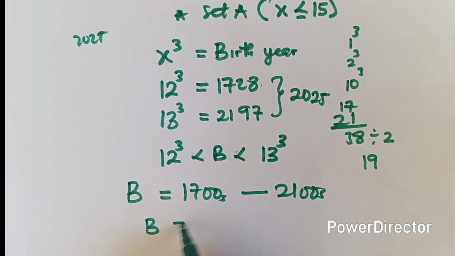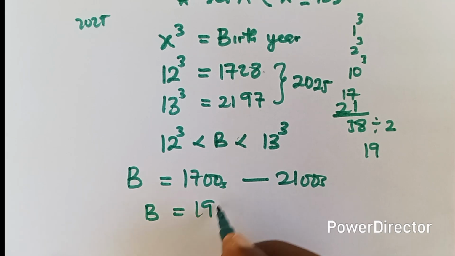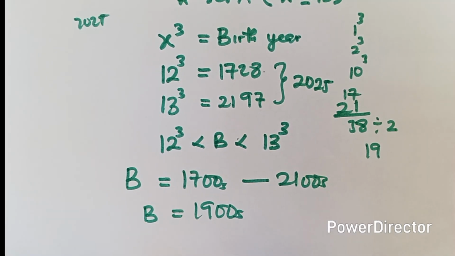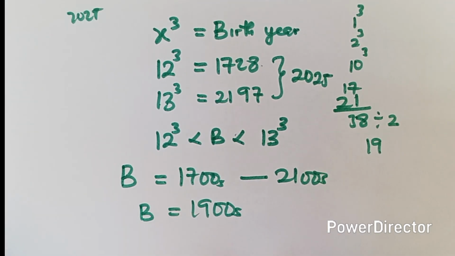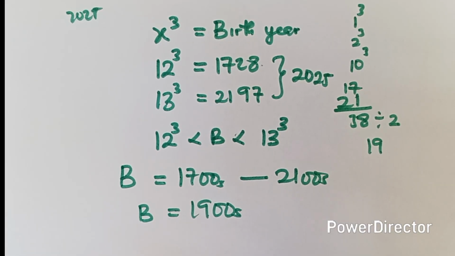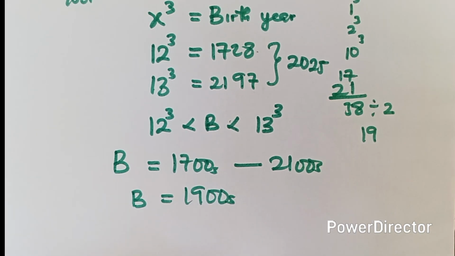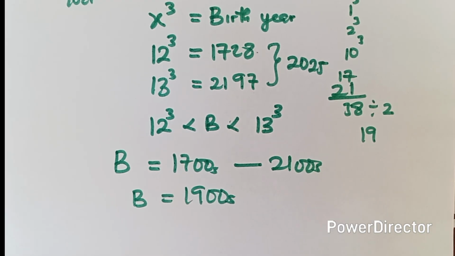So my birth year is around the 1900s. It can be 1960, it can be 1965, it can be 1988, and so on. I know this hasn't really given the exact birth year, so let's see the second clue. We should be able to get the exact birth year using the second clue.